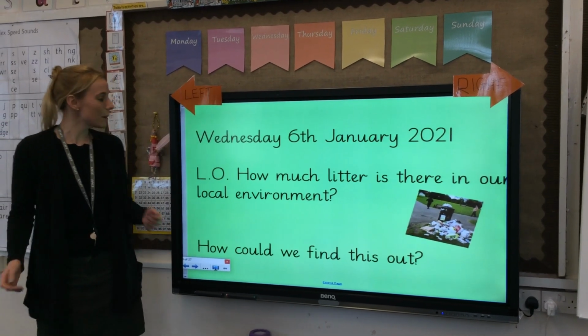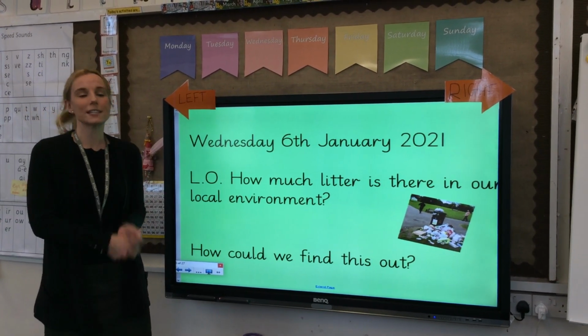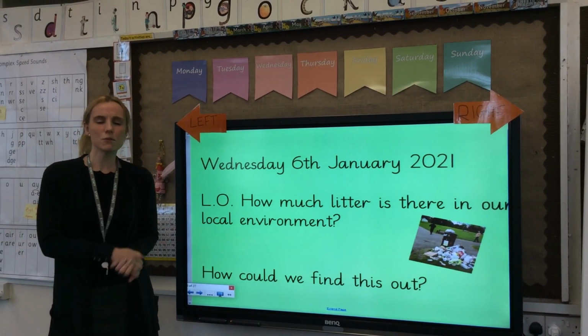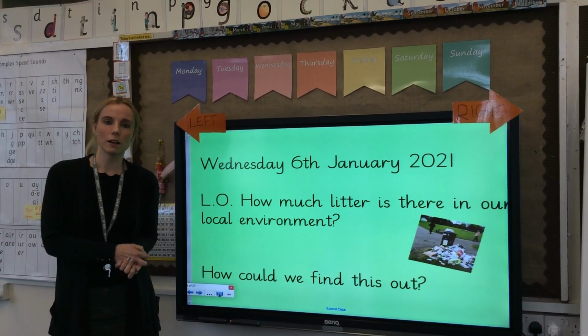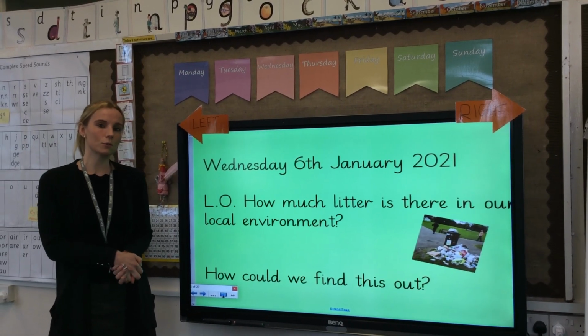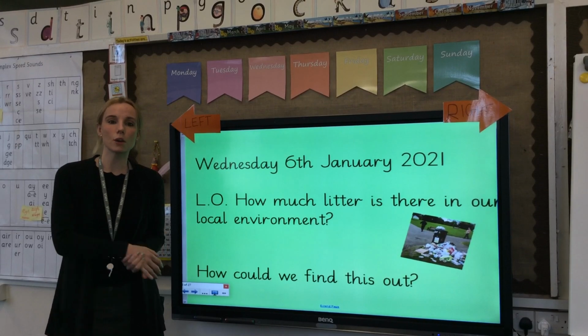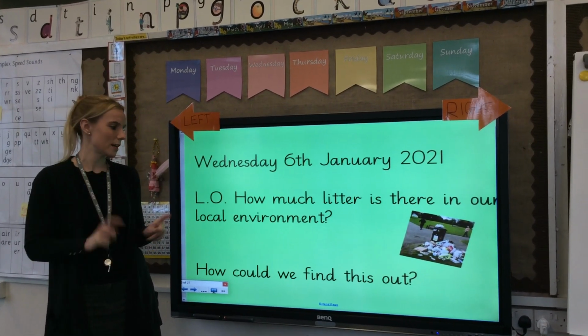Environment Week then, today we're going to be looking at how much litter is there in our local environment, and have a think how you could find this out. So if we were at school today, we would be going out on a walk and we'd be going around to the basins, going around Courtfields, and we'd be spotting litter.